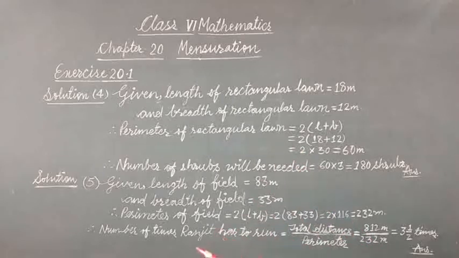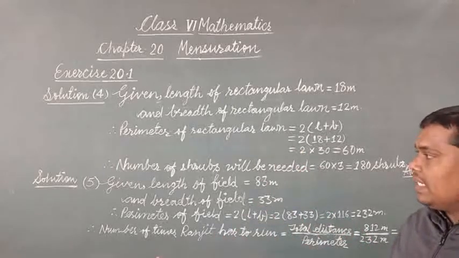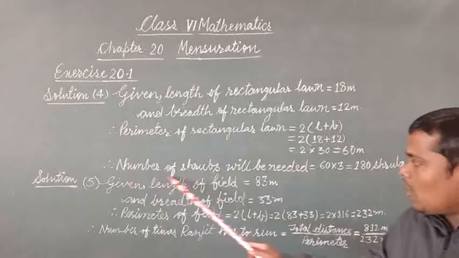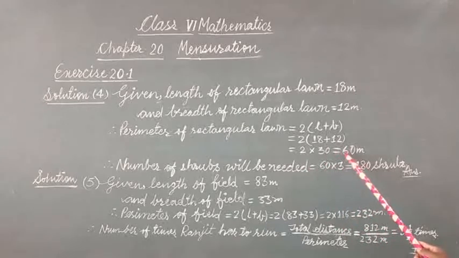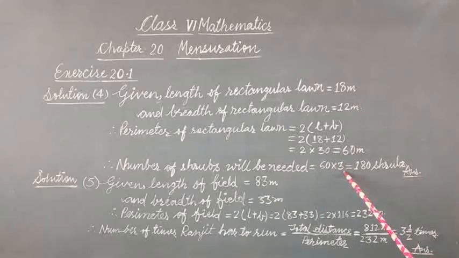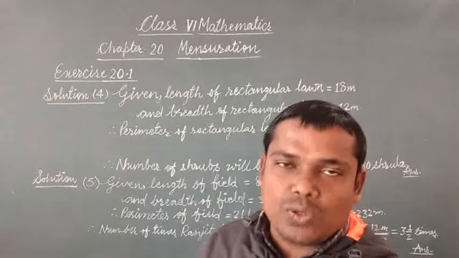Now, how many shrubs will be planted? So, therefore number of shrubs needed is equal to perimeter multiplied by the number of shrubs per 1 meter. So, 60 into 3, 180 shrubs. This will be the answer. I hope you understood this solution.